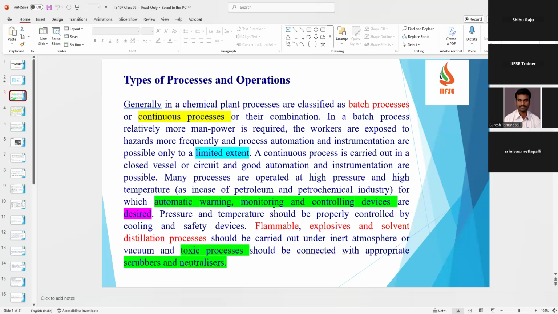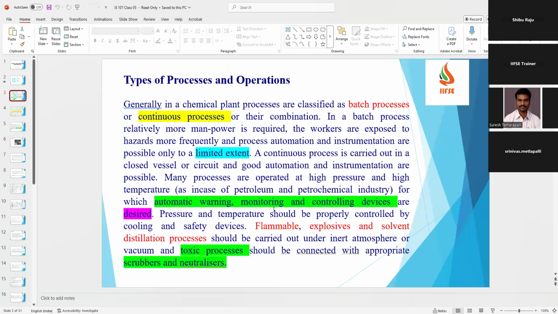Then flammable, explosive, and solvent distillation processes should be carried out under an inert atmosphere or vacuum, and the toxic processes should be connected with appropriate scrubbers and neutralizers. So when I say flammable, explosive distillation processes should be carried out in an inert atmosphere, argon, or mostly nitrogen is used as an inert gas, so that it can avoid the formation of a flammable mixture, and also in vacuum. In vacuum there is no accumulation of this flammable mixture, so that we can avoid fire accidents or explosion accidents.